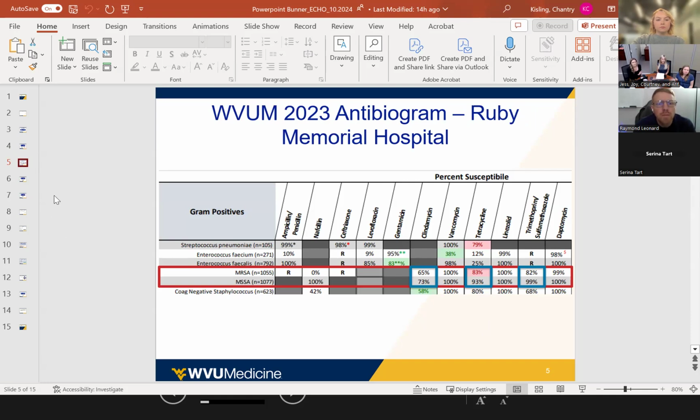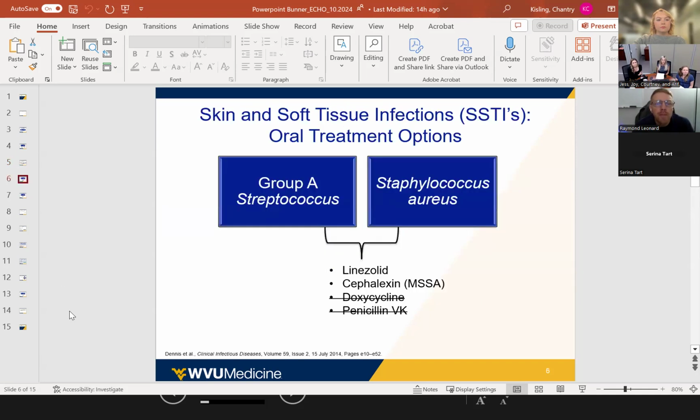And just honing in on other options like tetracyclines, the susceptibility rates are a little bit higher than clindamycin, still over 80%. And then Bactrim, we can see has some higher susceptibility rates as well. And then linezolid is 100% susceptible to either MRSA or MSSA. So these are all good options for SSTI. Next slide.